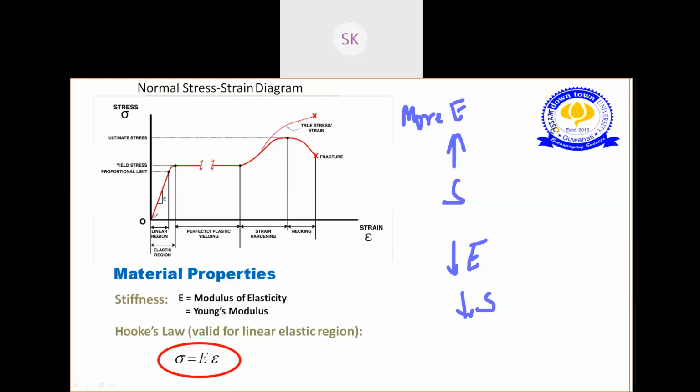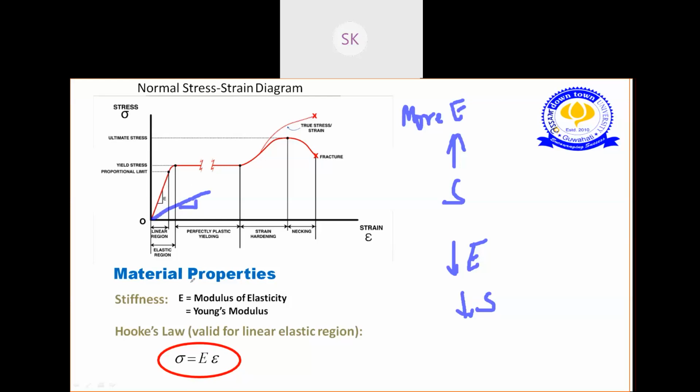Suppose you have been given one more curve. So you have to find the E value of this curve. How will you find E? We'll come to that part. Then you find the E value of this, then you compare, and you'll understand which one is more steep. So the more the slope, the more the E value, the more the steepness.